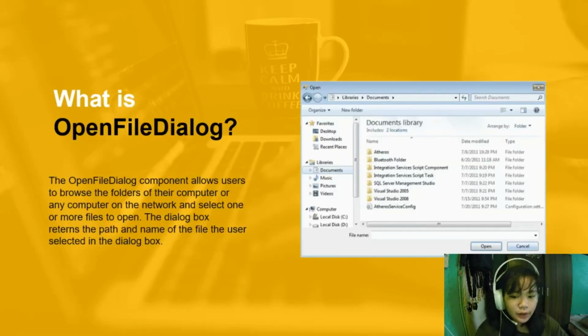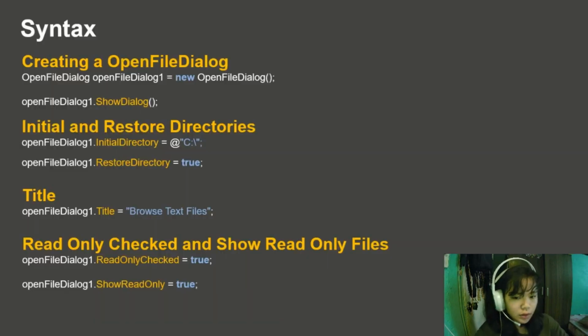What is Open File Dialog? The Open File Dialog component allows users to browse the folders of their computer or any computer on the network and select one or more files to open. The dialog box returns the path and name of the file the user selected in the dialog box. Here is the syntax that can be used in creating an Open File Dialog.